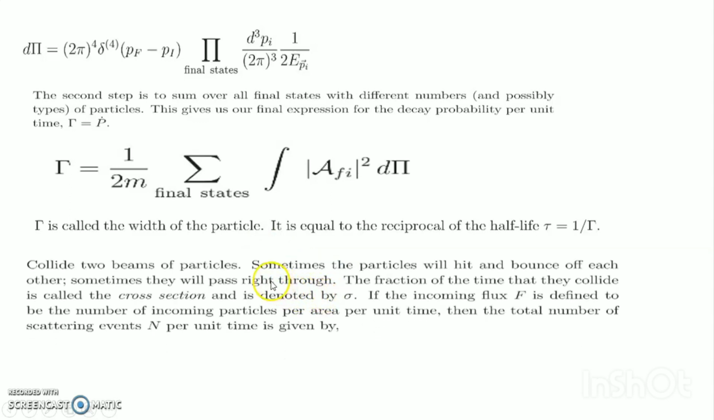Cross sections. Collide two beams of particles. Sometimes the particles will hit each other. The fraction of the time that they collide is called the cross section, and is denoted by sigma. If the incoming flux F is defined to be the number of incoming particles per area per unit time, then the total number of scattering events N per unit time is given by N is equal to F sigma.